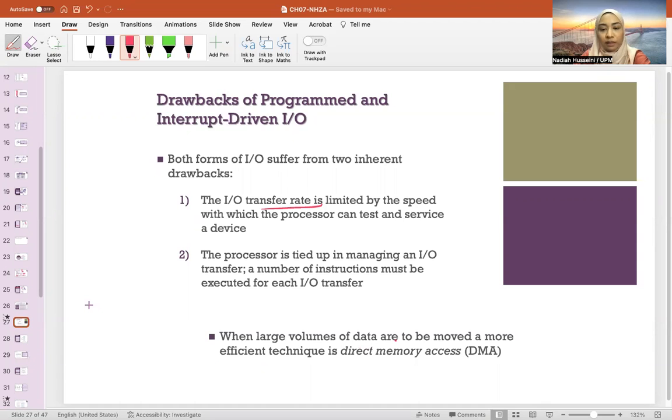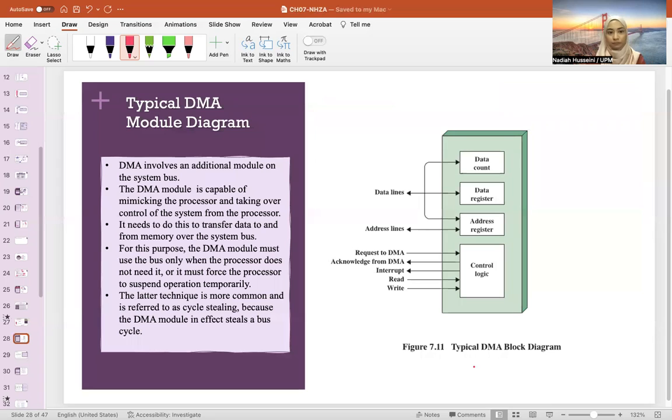When large volumes of data are to be moved, a more efficient technique is the DMA. So you don't want it to be looped forever before it can process the next instruction. If you have a lot of data to move around, you don't want it to be looped around for so long. What you do is you go for the DMA, which is direct memory access.